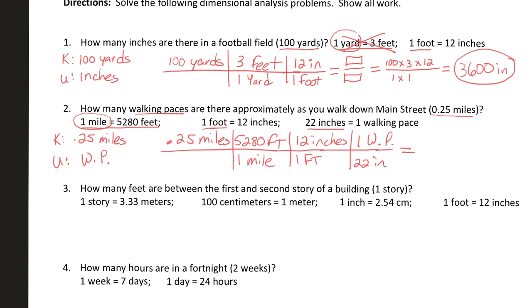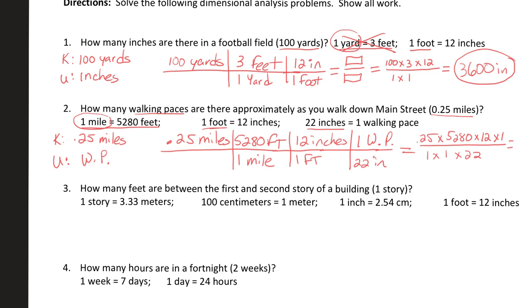So I'm going to take my calculator again. I'm going to press that fraction button that's got 2 boxes, one above and one on the bottom. Now, across the top, I've got 0.25 times 5,280 times 12 times 1. On the bottom here, I'm going to have 1 times 1 times 22. I'm going to put that in my calculator using that button.